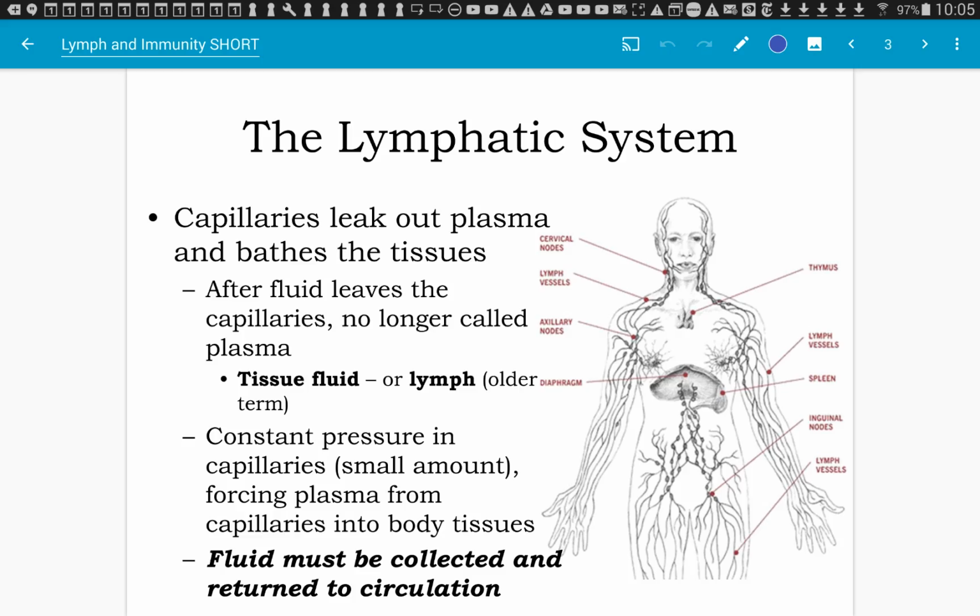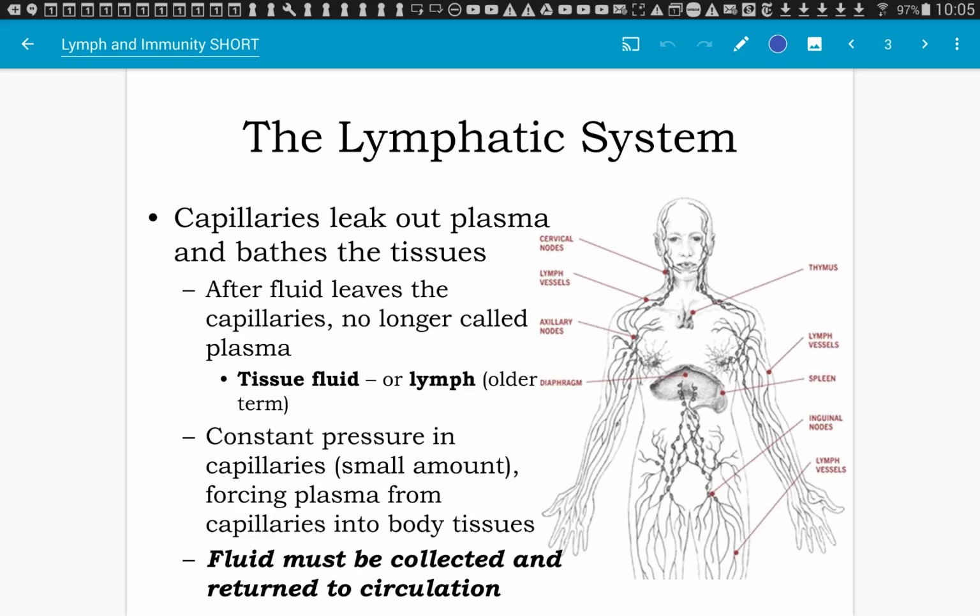So when that fluid is actually taken up into a lymphatic capillary, then we call it lymph. Okay, so this fluid that we're talking about has several names. While it is in the blood, it's plasma. While it is bathing the tissues, it's tissue fluid. And then when it is in the lymphatic system, we call it lymph. So make sure you remember what the name is based on its location.